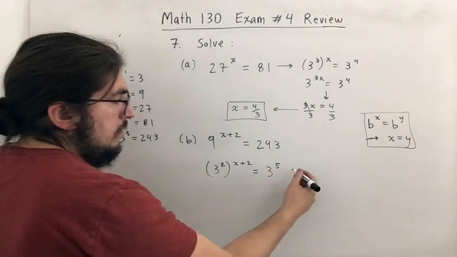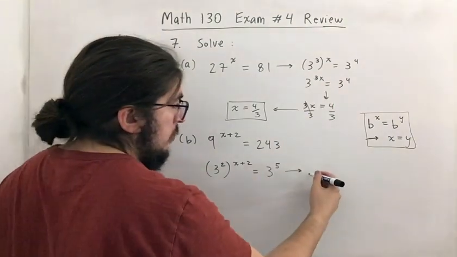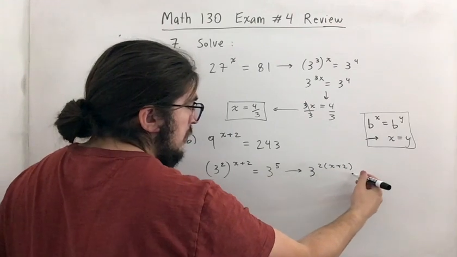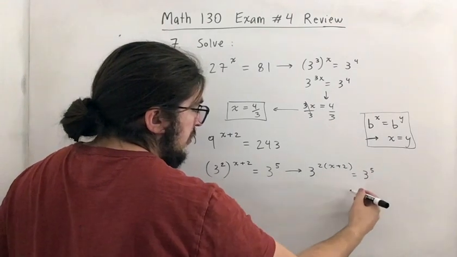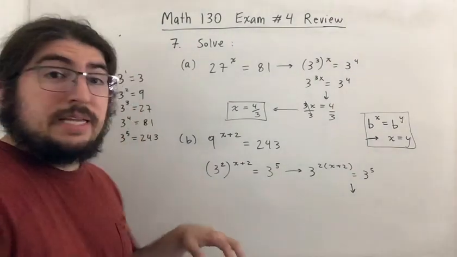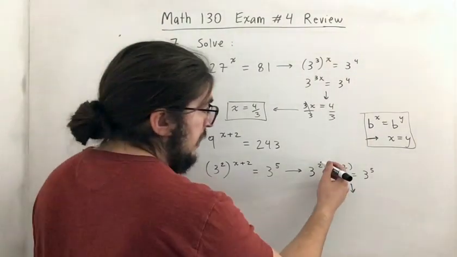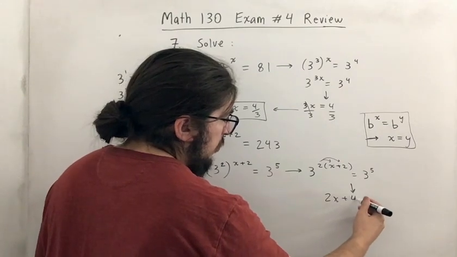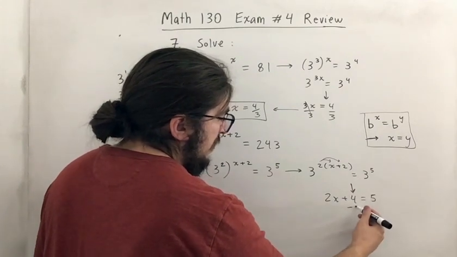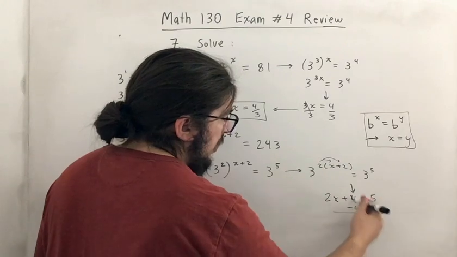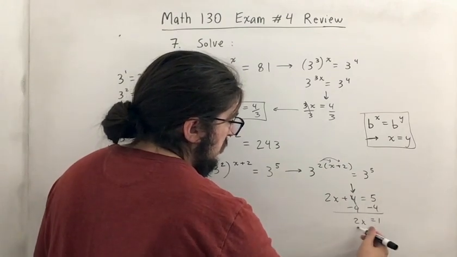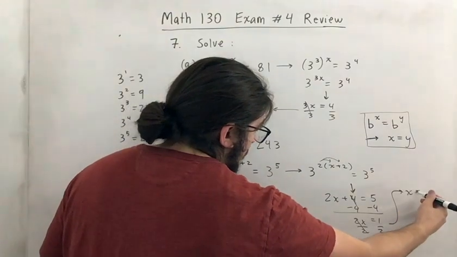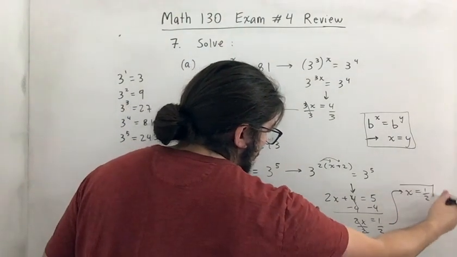So now, much like we had here, we can multiply the powers. 3 to the 2 times x plus 2 is equal to 3 to the fifth. Since the bases are the same, we can say the exponents are the same. So I'm going to simultaneously distribute this 2, and I get 2x plus 4 is equal to that other exponent, 5. Subtract 4 to get 2x is 1. And then finally divide by 2 to get x is equal to 1/2. And I'll allow you to check that on your own, but that is the answer here.